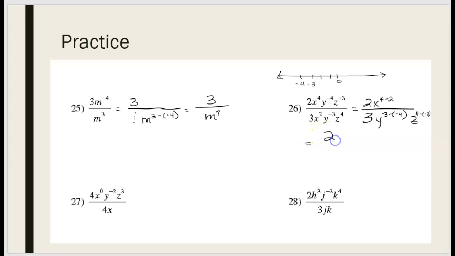So 2 with the variable of x, but then 4 minus 2 is 2 over 3 y to the -3 minus -4. That is -3 plus 4, which is just going to be a y to the first power, but we don't have to show that exponent of 1. And then we have a z to the 4 minus -3. Minus -3, of course, is a plus 3, so 4 plus 3 is 7. So there you go. That big old mess up there cleans up to be 2x squared over 3y times z to the 7th power. Take just a minute and work out number 27. We'll check when you get back.